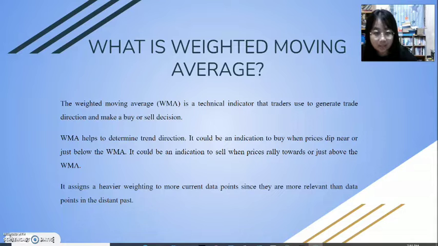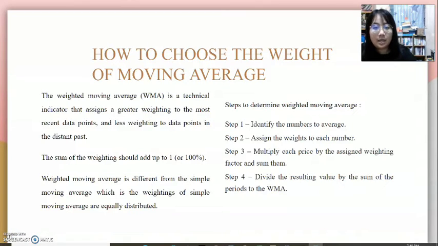It could be an indication to buy when prices dip near or just below the weighted moving average. It could be an indication to sell when prices rally towards or just above the weighted moving average. It assigns a heavier weighting to more current data points since they are more relevant than the data points in the distant past. So, how to choose the weight of moving average?